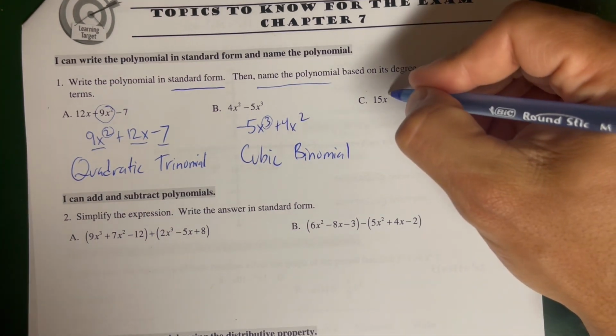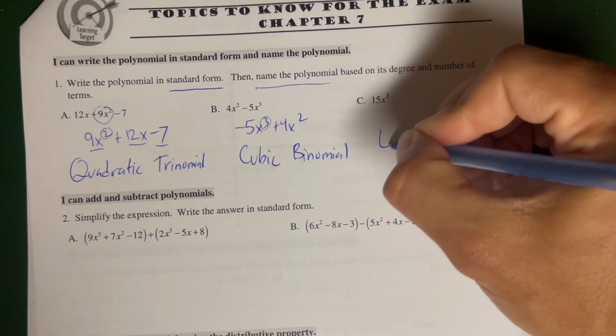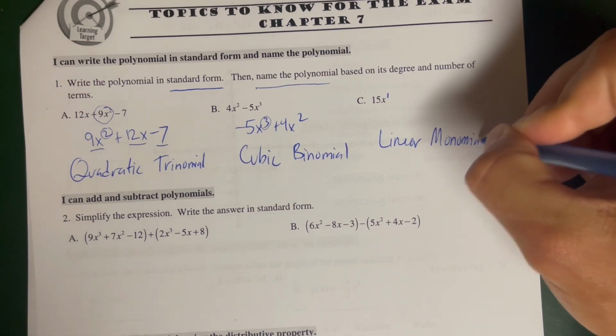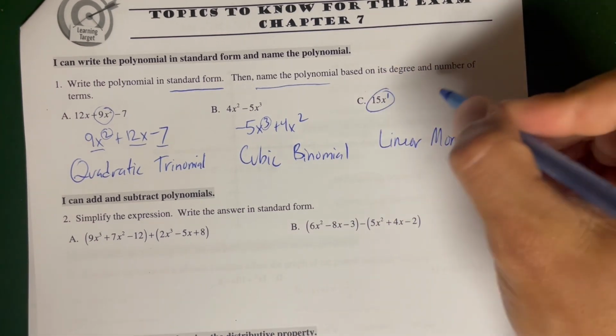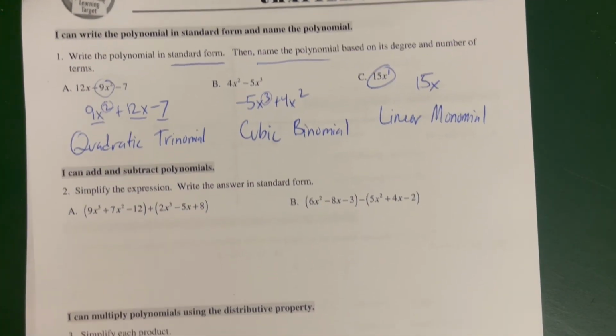15x, think of this as 15x to the first power. And anything to the first power is called linear. And one term is going to be a monomial. So this is a linear monomial. Notice it's already in standard form, so I don't have to do anything to switch it around and so forth.